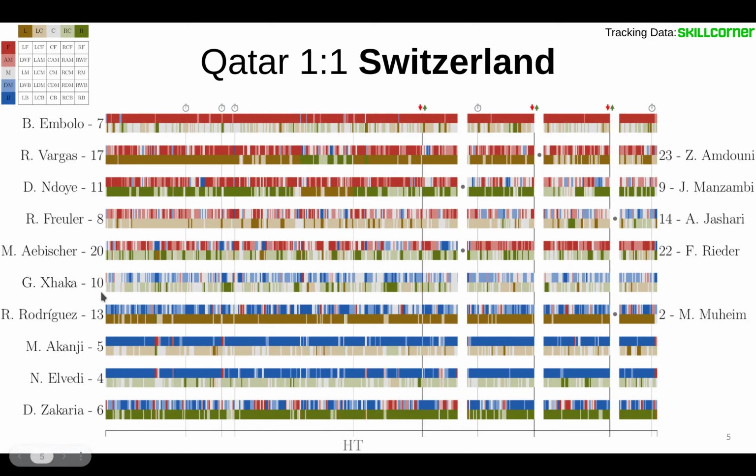Number 10, Granit Xhaka, was the lone defensive midfielder for Switzerland, and number 20 and number 8 were playing in front of him to the right and left, and 11 was the right wing, 17 the left wing, and 7 was the center forward. So for Switzerland, we can say the formation reported on FIFA was correct, 4-3-3, with basically more explanation that we need to provide that number 10 was the lone defensive midfielder. Similar to Qatar, we see the right and left wings make switches from time to time, probably to just make it difficult for the fullbacks of Qatar with these switches.